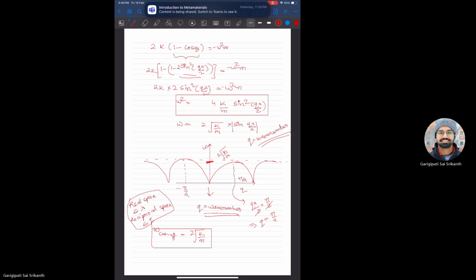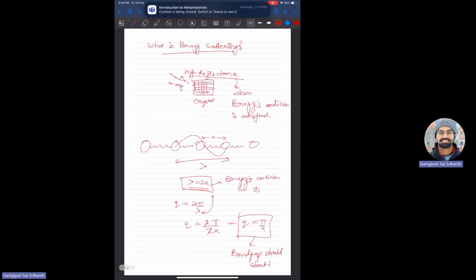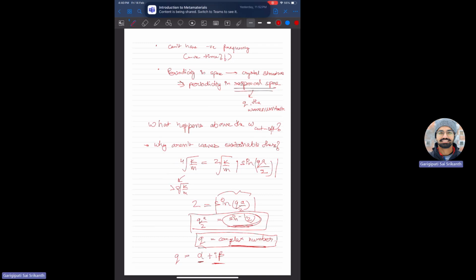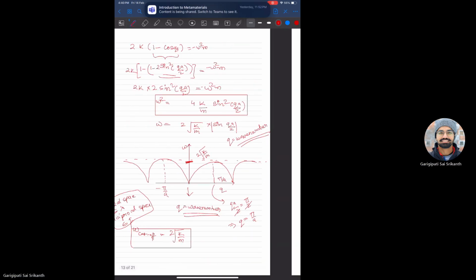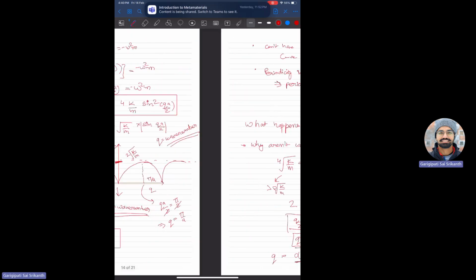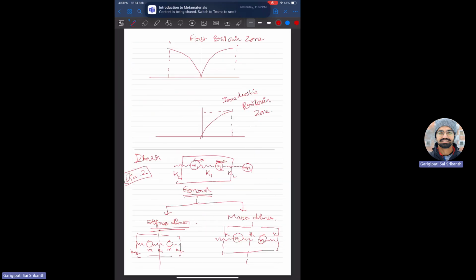So, what do we call this space? We call this space the first Brillouin zone. I think I have to mention here first Brillouin zone of this space.